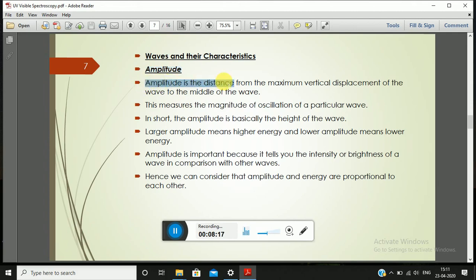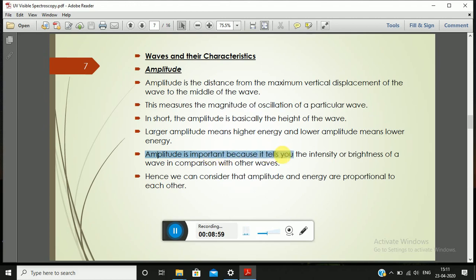Amplitude is the distance from the maximum vertical displacement of the wave to the middle of the wave. This measures the magnitude of oscillation of the electric field as well as the magnetic field of a particular wave. Amplitude is basically the height of the wave. As I have shown earlier in the figure, the height shows the amplitude, and it is connected with energy. A larger amplitude means higher energy, meaning the height will be more, whereas a lower amplitude means lower energy, and the height will be less.